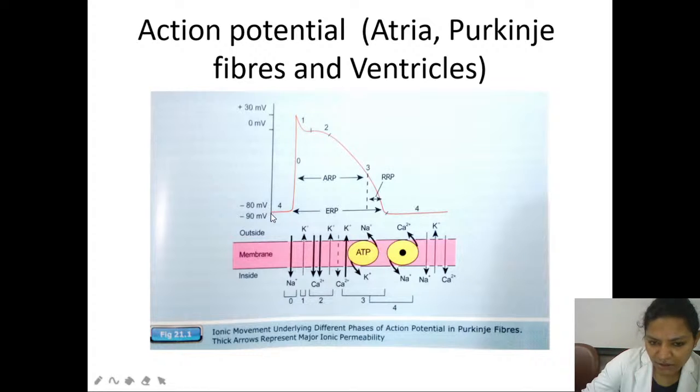So there are 5 phases, beginning and ending with 4. Here sodium channels open, here sodium channels inactivate, potassium channels open and stay open, potassium efflux is happening, and calcium influx is also happening, a balance. And during phase 3, calcium channels close, only potassium channels are open, and potassium efflux is continuously happening. By the end of phase 3, potassium channels also start closing slowly, and ultimately the resting membrane potential of minus 90 millivolt is achieved.